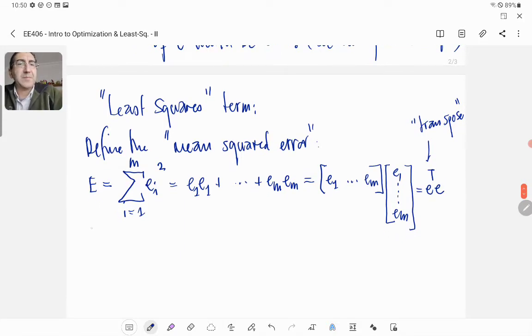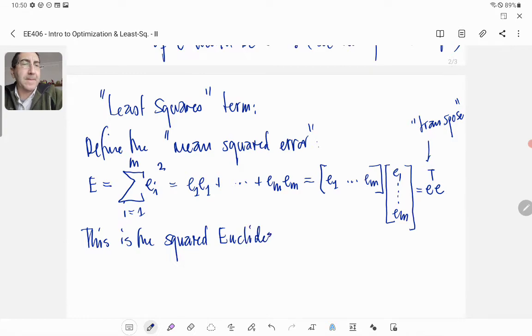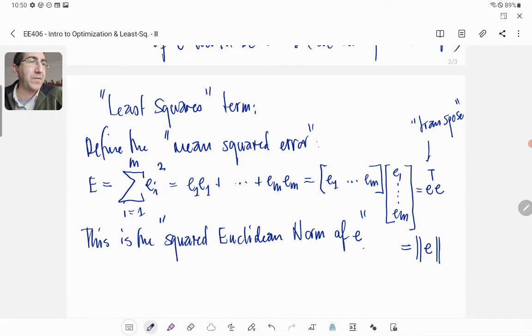So what is this? This is the squared Euclidean norm of E. If you think about this as a vector, it's actually the squared length of that vector. So we can also write this with this notation: this is the norm of E squared.